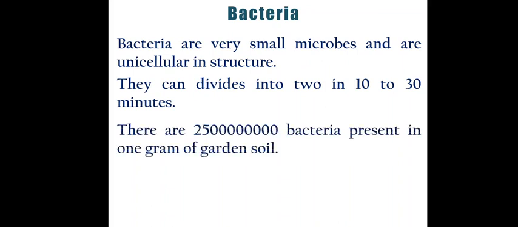And this is about the quantity. If you take 1 gram of garden soil in your hand, which is a very little amount, it will have around 250 crore bacteria in it. If you count the number of bacteria present in that 1 gram of garden soil, it will be around 250 crore. That is very, very high. So bacteria are very small microbes.